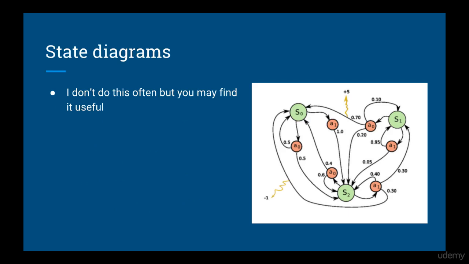Because a Markov decision process satisfies the Markov property, you can imagine we can also draw state transition diagrams for MDPs, just like we do for Markov models and hidden Markov models. I don't do this often, but you may find it useful for yourself.